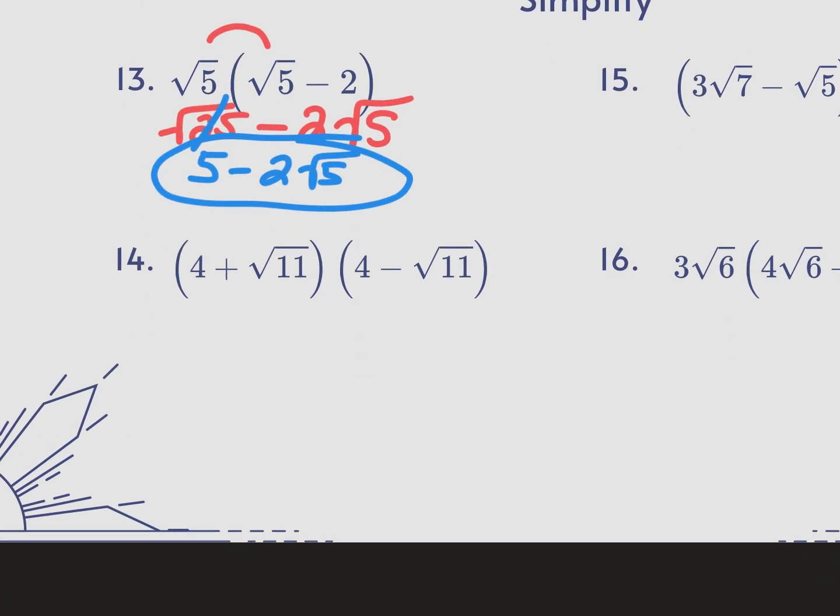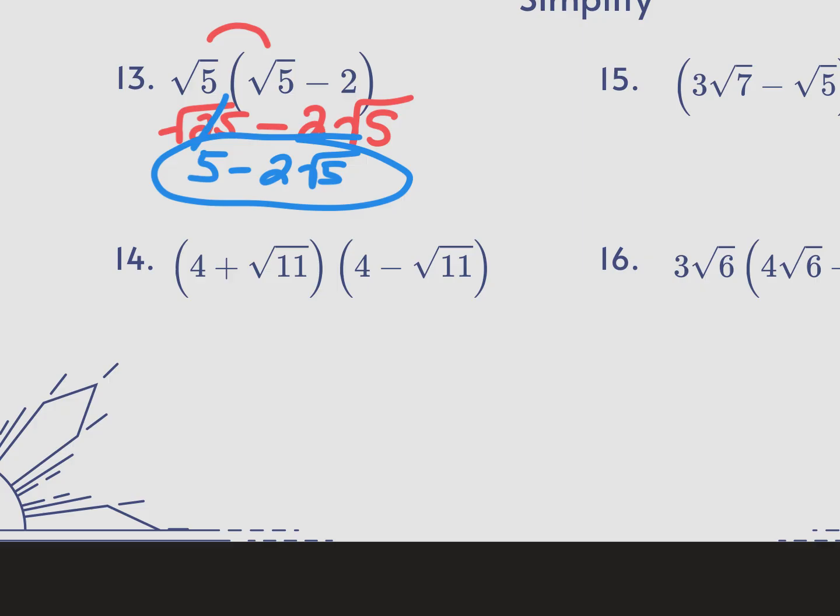All right, this is an important one. We're going to talk about what this means here in a second. But what do you guys notice about number 14? It's the same, right? Same terms, right? But the signs in the middle are different. So let's go ahead and FOIL this. You guys remember how to FOIL when you have two binomials?